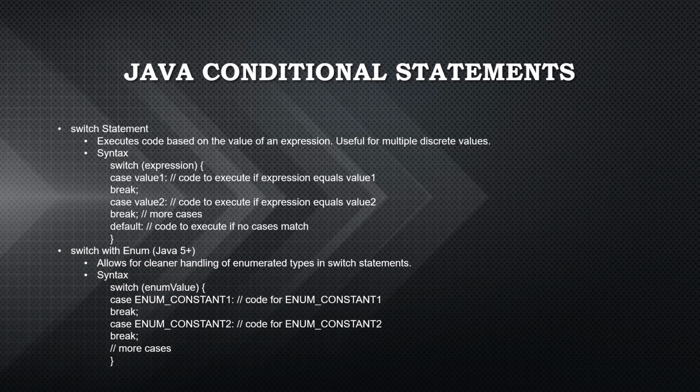For cleaner and more type-safe handling of enumerated types, Java 5 introduced enhanced support for enums in switch statements. When using enums, you write: switch (enum_value) { case ENUM_CONSTANT_1: code for ENUM_CONSTANT_1; break; case ENUM_CONSTANT_2: code for ENUM_CONSTANT_2; break; more cases }, which improves code readability and reduces errors by ensuring that only valid enum values are used.